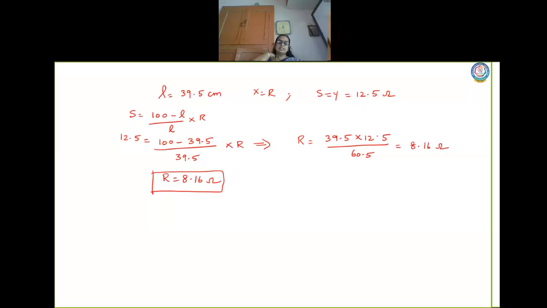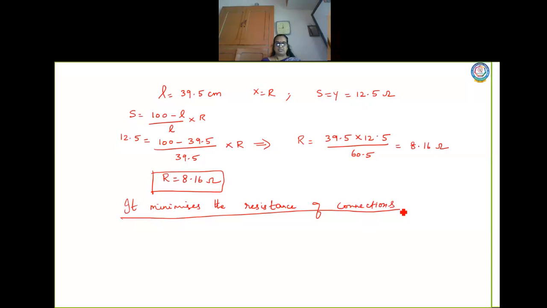Now, why do we connect copper strips? Because whenever we make connections by thick copper strips, it minimizes the resistance. So that's why we use them, to minimize the resistance of connections. Now all the connections are connected to metallic strips, right? So they also have resistance. To minimize that, we connect them by thick copper strips. So this is the answer. Copper strips minimize the resistance of connections. So that is the first one.